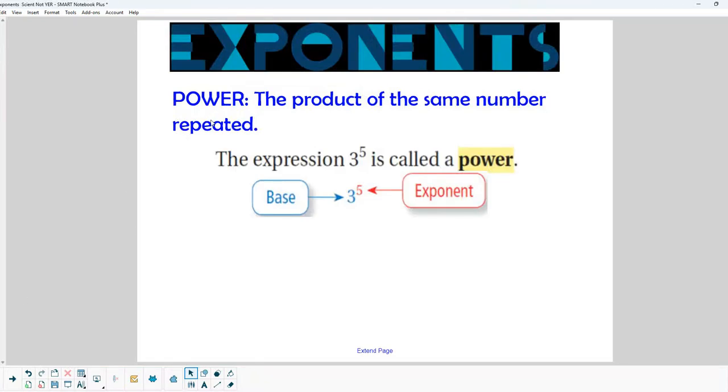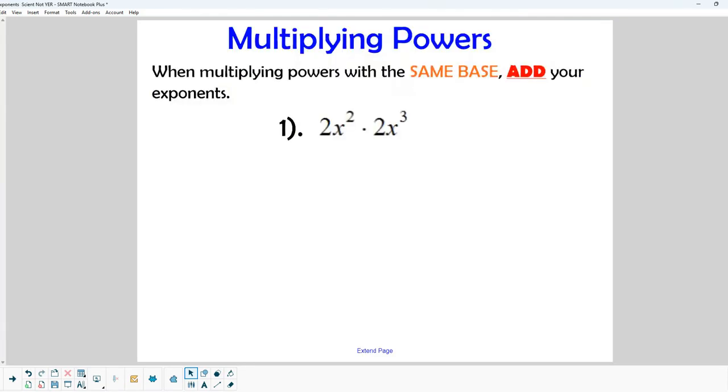So we learned that an exponent is produced by multiplying some base, or some number, by itself several times. Like this would be 3 multiplied by itself 5 times. The 3 is called the base, the 5 is called the exponent. When you multiply powers with the same base, all you need to do is add the exponents together.